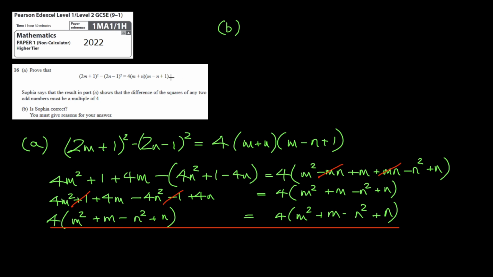I'm coming up here to answer part B. Sophia says the result of part A shows that the difference of the squares of any two odd numbers must be a multiple of 4. Is she correct? Well, yes, she is.